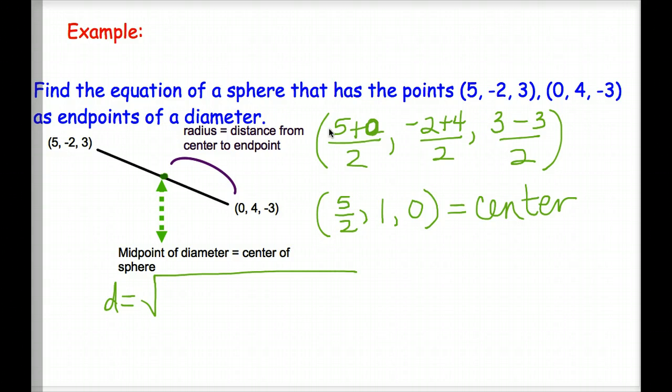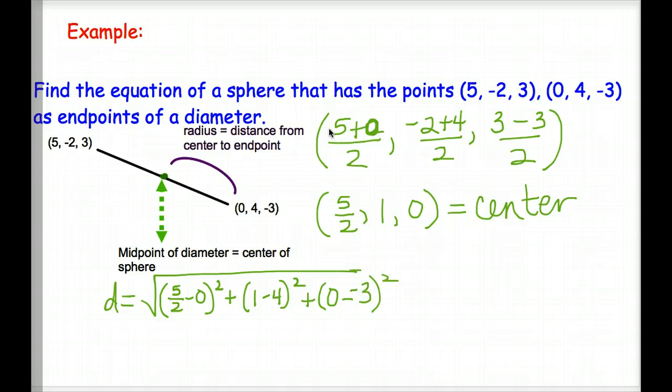So in this formula, I'm going to take my x values, subtract them, and square that. Then I'll take my y values, subtract them, and square that. And then the z values, subtract them, and square that. If I simplify this, and I'm just going to skip straight to the end, I get the square root of 97/4. I know you know how to simplify that square root, so I won't take the time to do it. But this right here now becomes our radius.